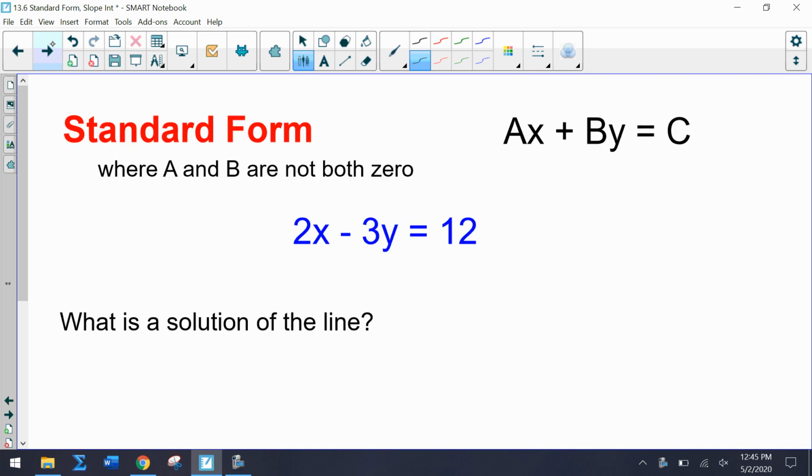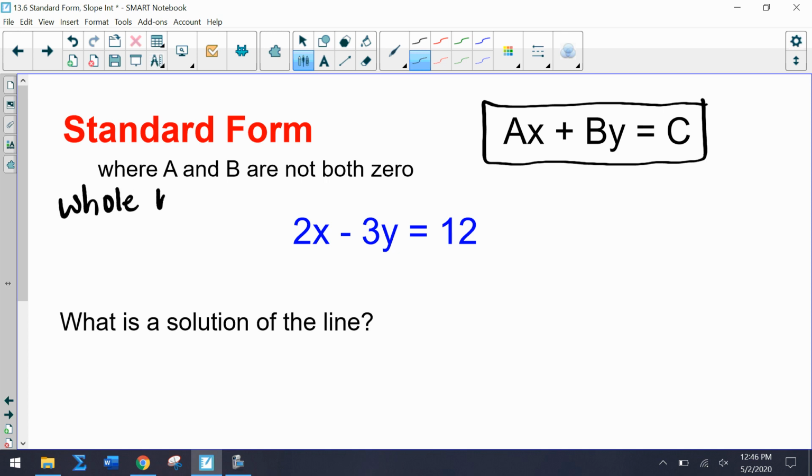Okay, so standard form of a line is ax plus by equals c, where a and b are both not 0, and these are all whole numbers, or more specifically, we can have integers because they can be positive or negative. So a, b, and c are whole numbers or integers, no fractions.